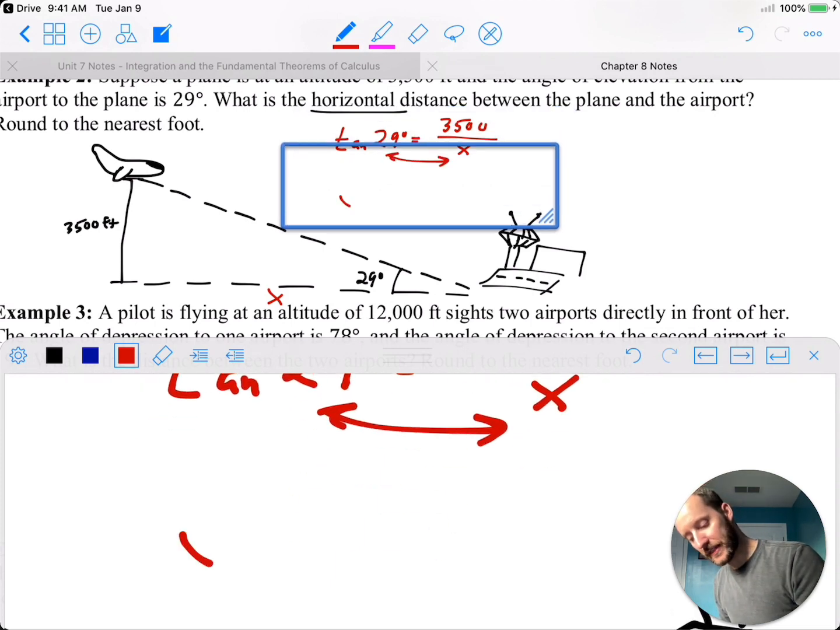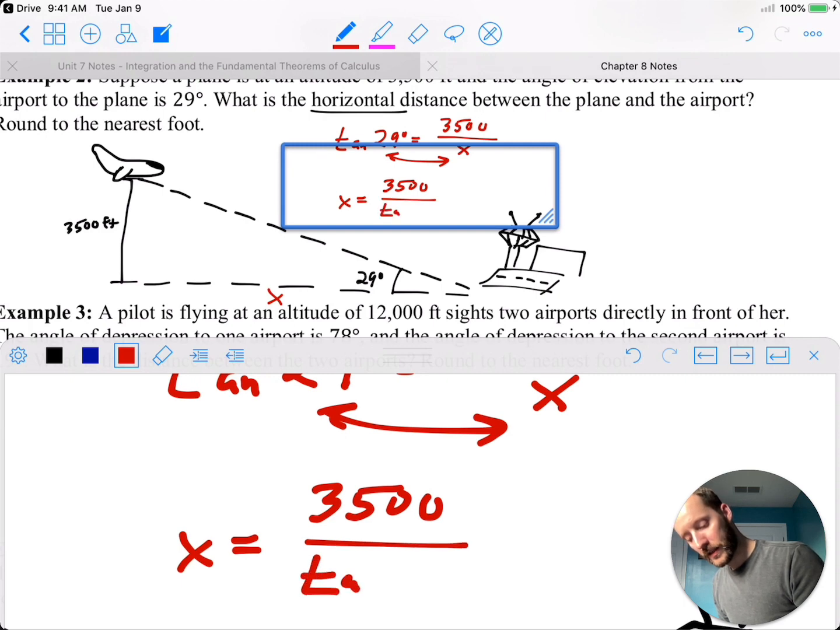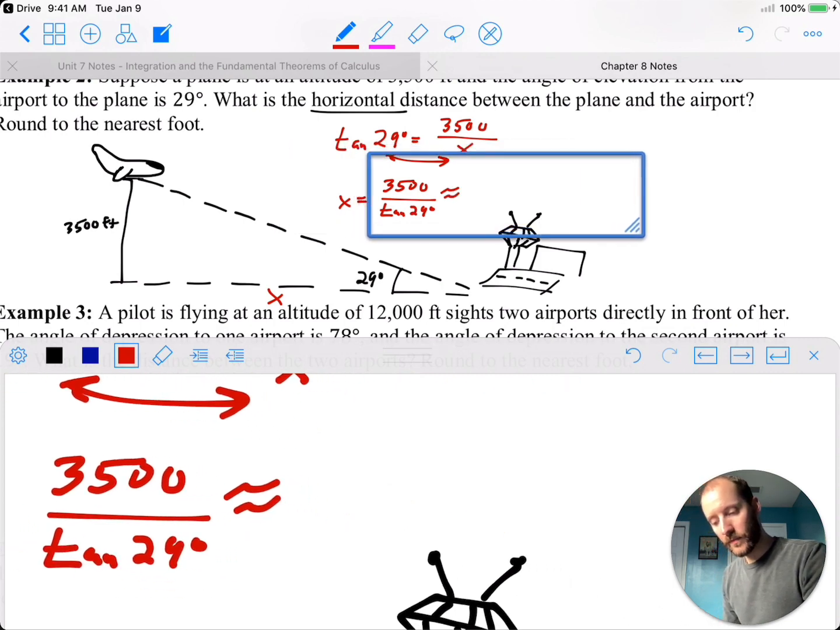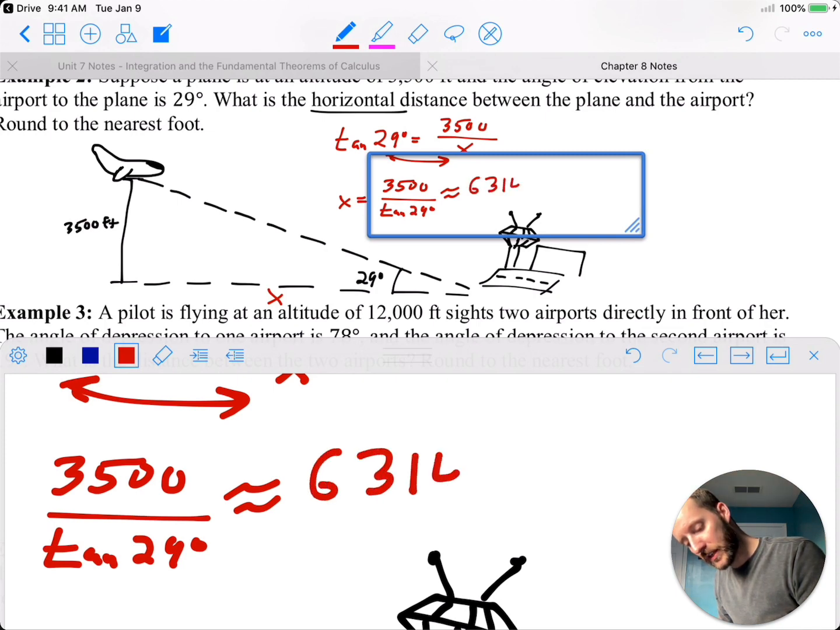So x is 3500 over tangent of 29 degrees. They say round to the nearest foot. And using a calculator, that rounds to about 6,314 feet.